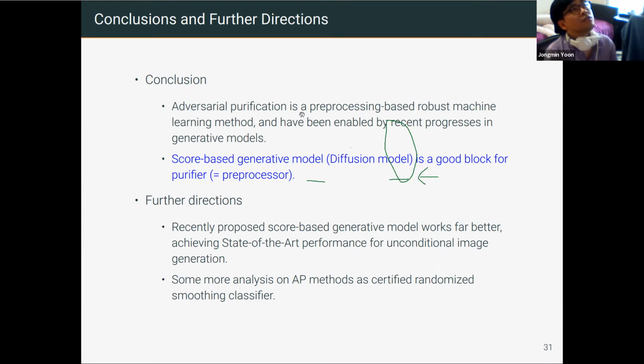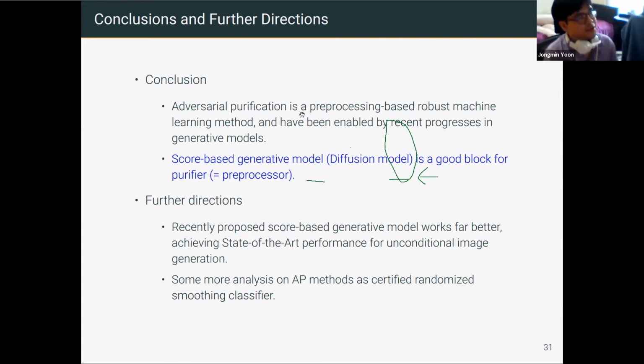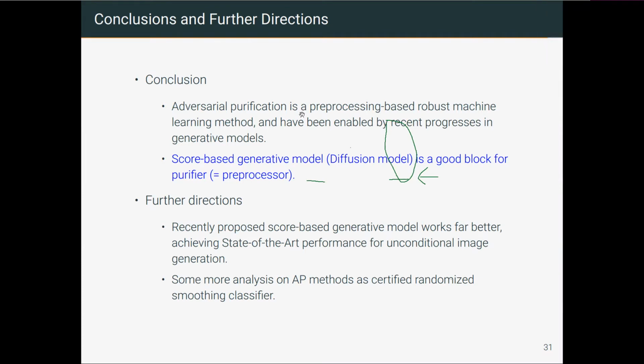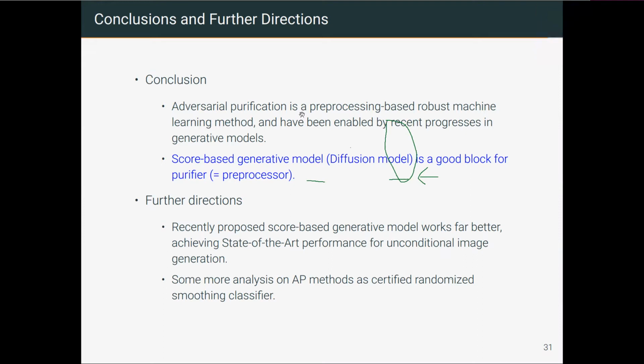How to attack the score-based model? I think it is very difficult to attack the score-based model. I don't have any idea of attacking the score-based generative model.